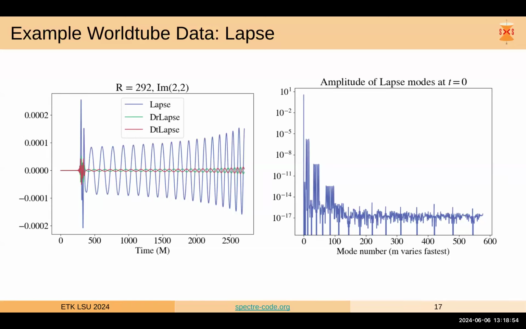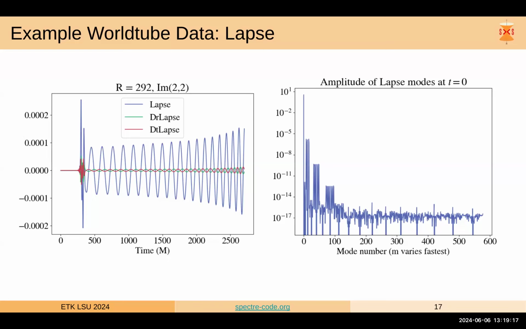Keep in mind that this is for a generalized harmonic evolution system with a damped harmonic gauge. We don't evolve the lapse, but you can calculate it. This is what the lapse, radial derivative, and time derivative look like. Kind of oscillatory, specifically for the imaginary part of the T2 mode, extracted at about 300 M.